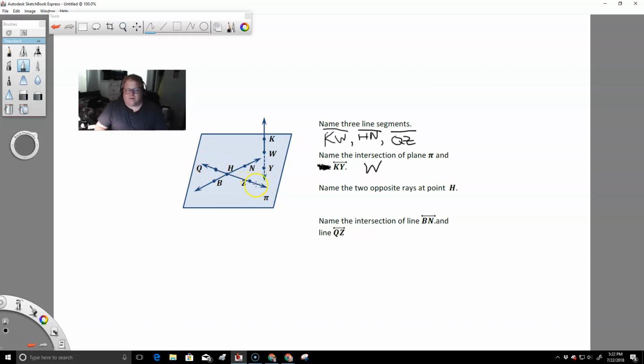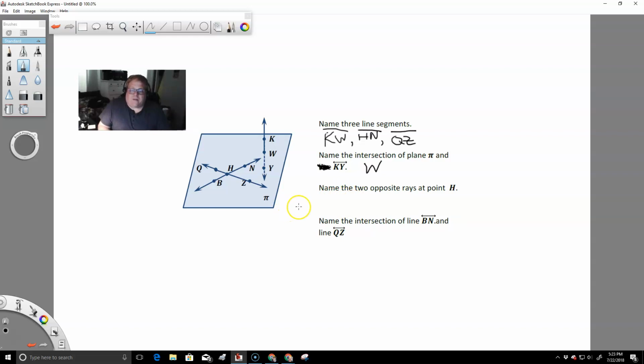So if this question was name the intersection of plane pi and QZ, say for instance this guy right here, the answer would be line QZ. The whole line would be the answer because the whole line is intersecting the plane. It's laying on the plane. All right, that's just a side thing, in case you have that question. You never know.